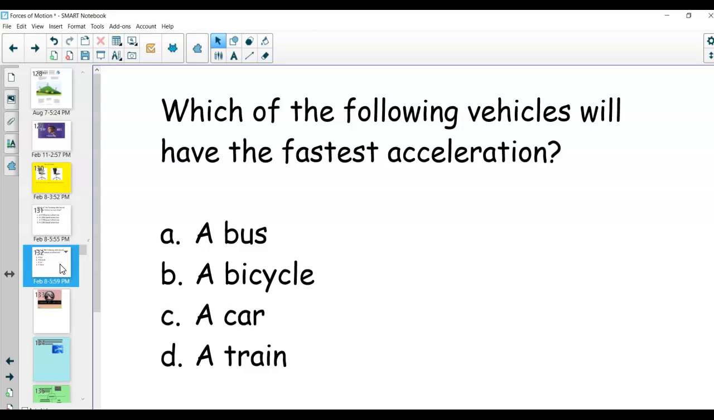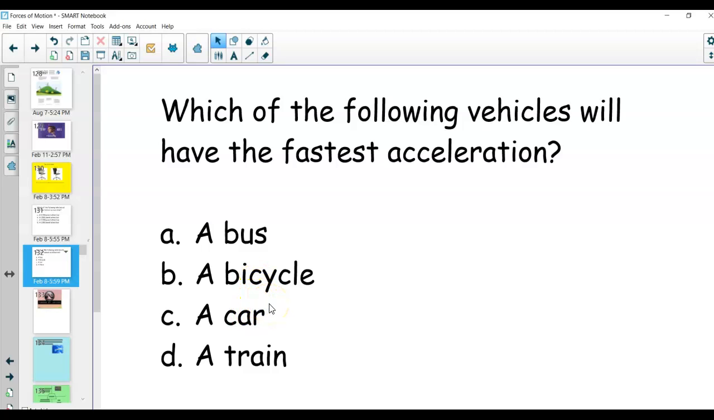Well, we've seen trains take off and slow down in movies and videos, and some of us in person. And so we know that's not a possibility. And we know that's not a possibility for a bus. They don't accelerate quickly and they don't slow down quickly. So we're down to a bicycle or a car.